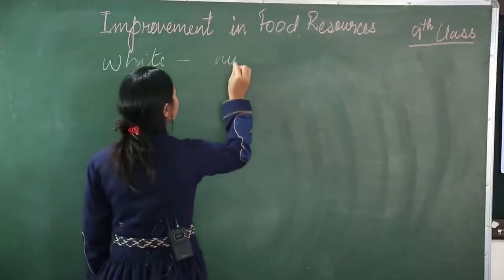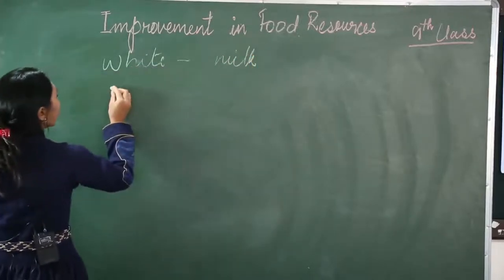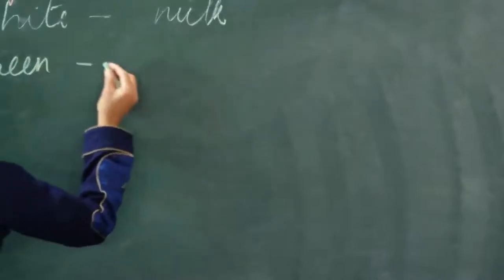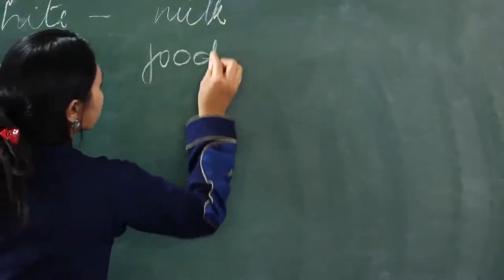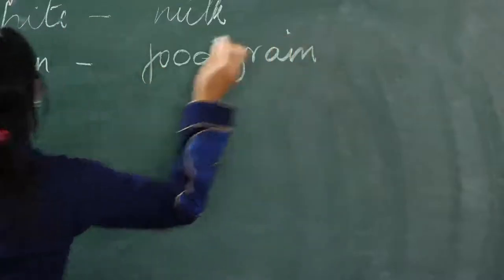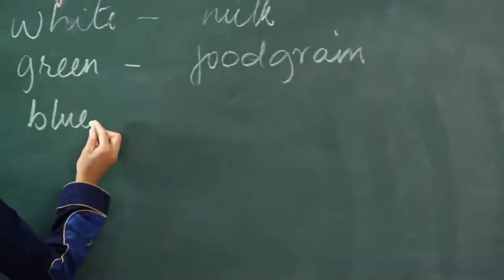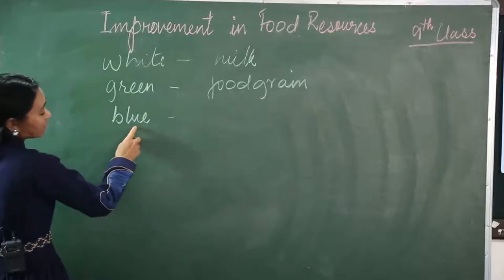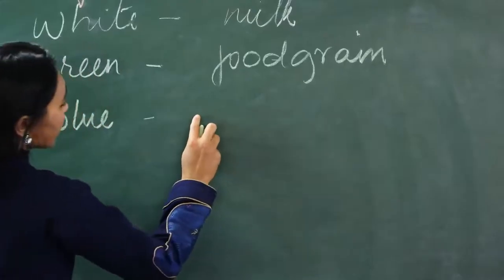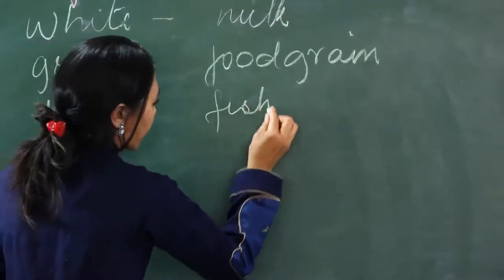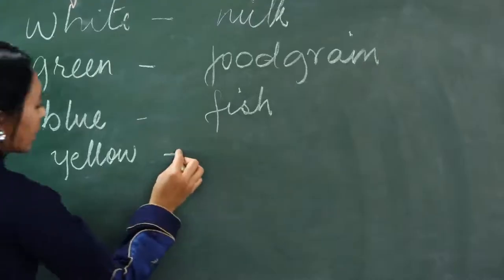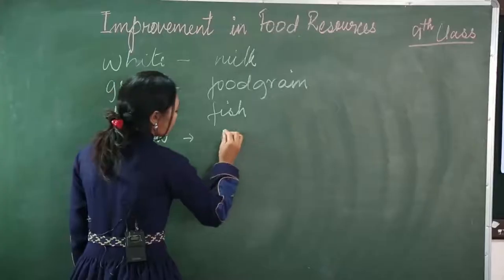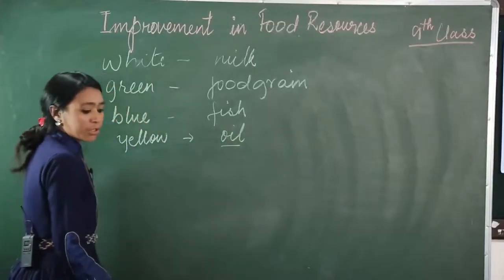So I'll write over here: increase in the production of milk. And then we have the green revolution that leads to the increase in the production of food grains. Blue revolution: blue itself refers to water, so it is the increase in the production of fish. Another term, the yellow revolution, refers to the increase in the production of oil. So it is oil production.